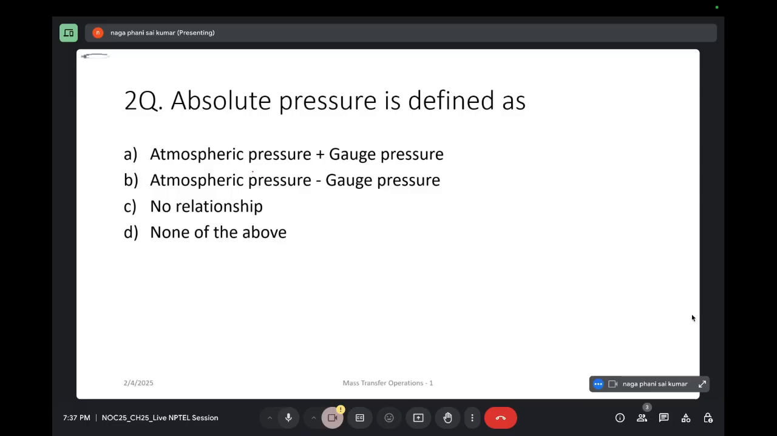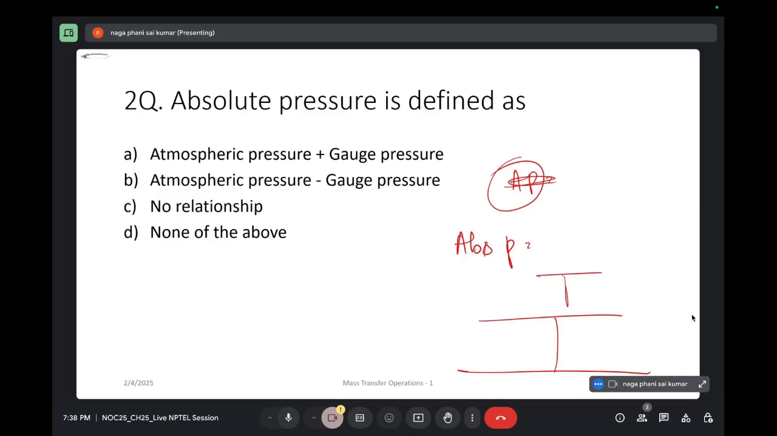Coming to the second question, absolute pressure is defined as atmospheric pressure, gauge pressure. Absolute pressure is defined as absolute atmospheric pressure plus gauge pressure. Atmospheric minus gauge, no relationship, none of the above. So absolute pressure is measured from the vacuum, right? So it will be atmospheric pressure plus the gauge pressure, right? It will be option A.